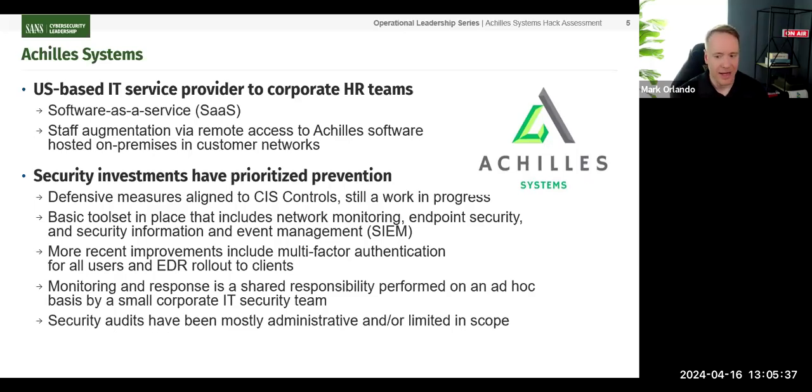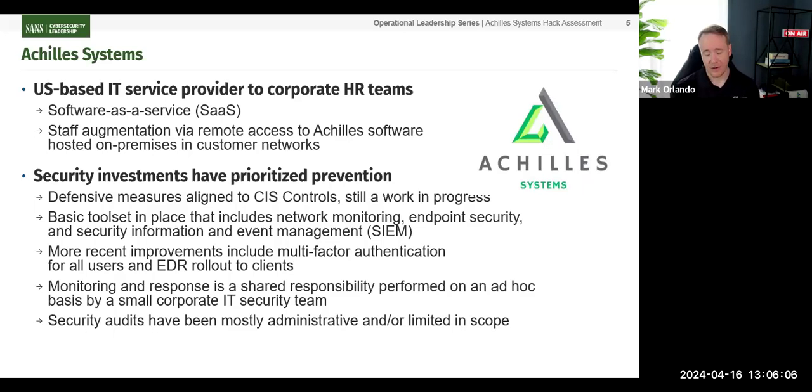Now, unlike our previous hack assessment series, where we focused on a fictional US casino organization that historically had not really invested at all in cybersecurity, Achilles Systems has prioritized cybersecurity. They've made investments in preventative controls, in detections. Now let's dig into what some of those investments look like in our fictional organization.